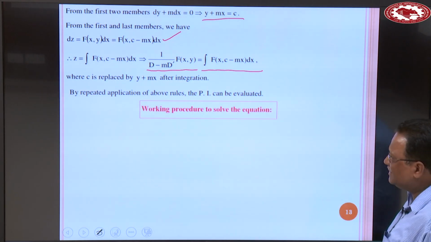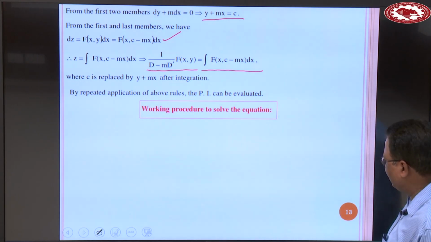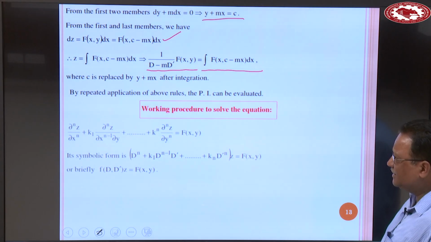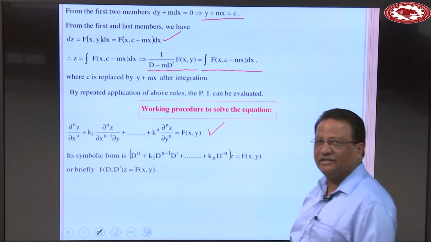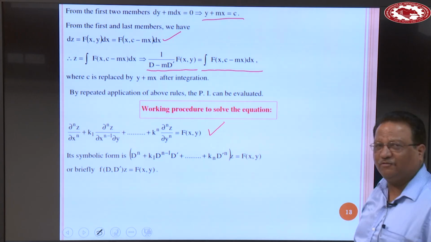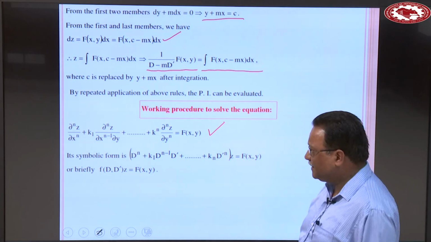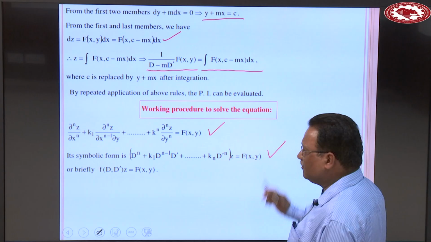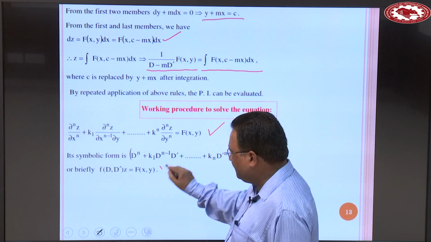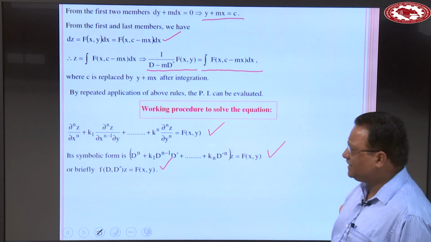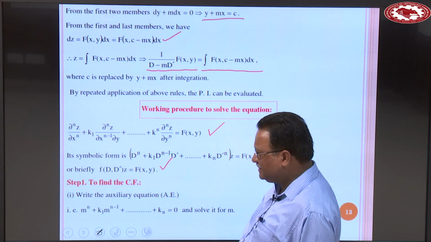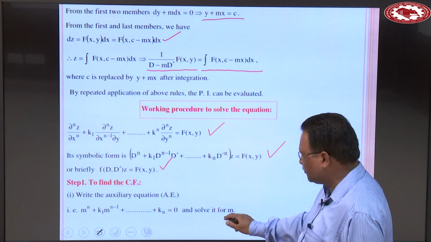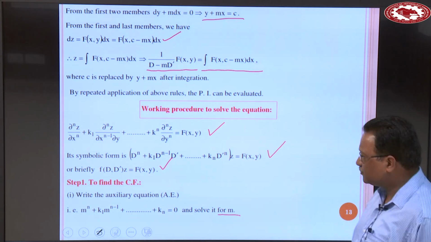So, what is the working procedure to solve these types of equations? We have been given this type of partial differential equation, in fact homogeneous partial differential equations with constant coefficients. First write down the symbolical form, or briefly you can write it this way: function of D, D dash, z is equal to f x y. Then step 1 is to find the complementary function. So write the auxiliary equation and solve it for m.